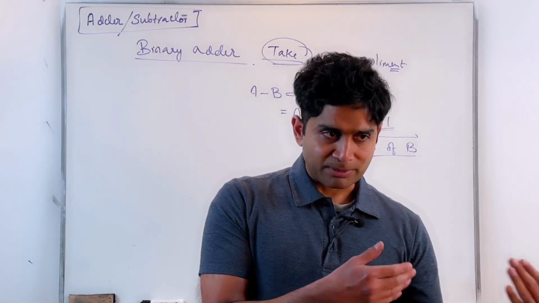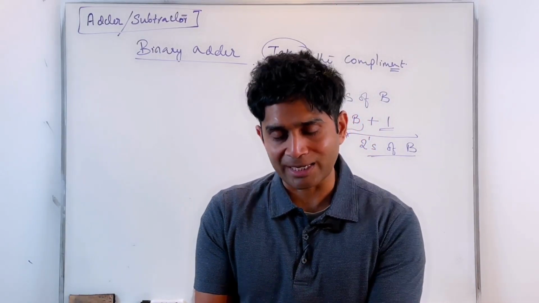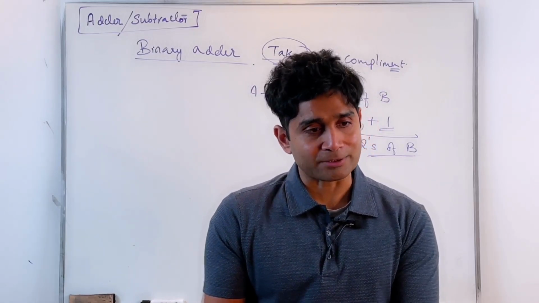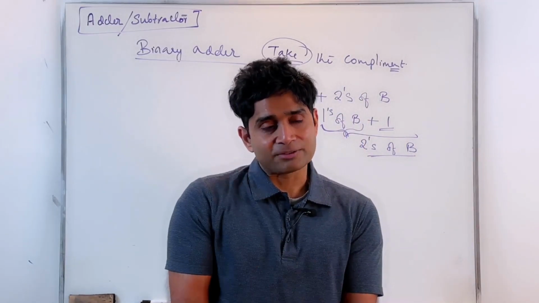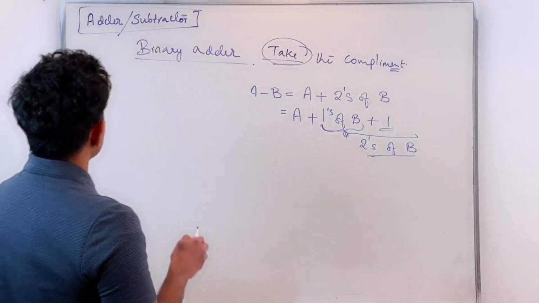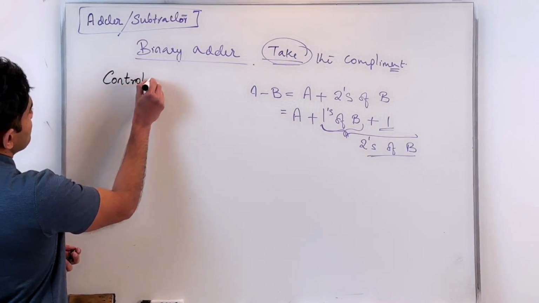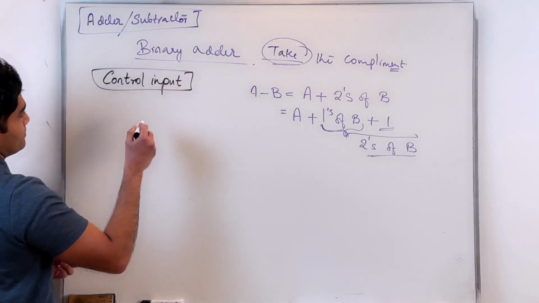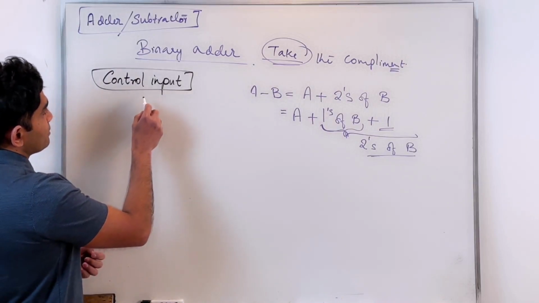In our present case, I have two possibilities for the circuit. At any given instance of time, I can tell the circuit to behave as an adder or behave as a subtractor. Okay. So I need some way of telling the circuit. And the way I do that is to configure an input called the control input. I need to incorporate that in my circuit. So that's an additional input.